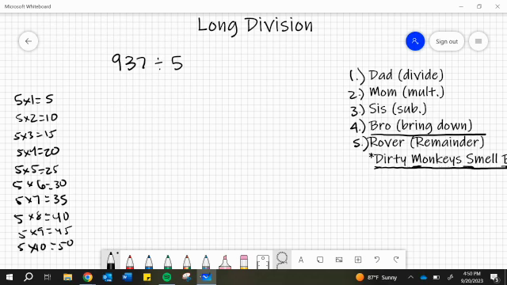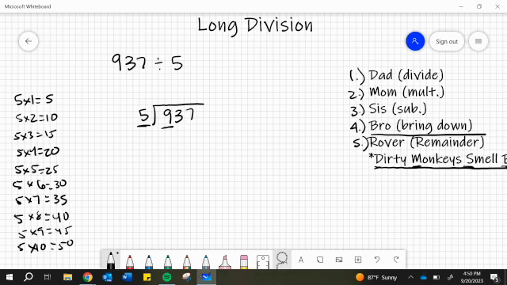Now, we always set it up with our first number, our dividend, inside our division problem, and our divisor goes outside. And I'm always focusing on the first digit in my dividend. In this case, it's my 9 in the 100 spot. And I ask myself, how many 5s can fit into this first digit?